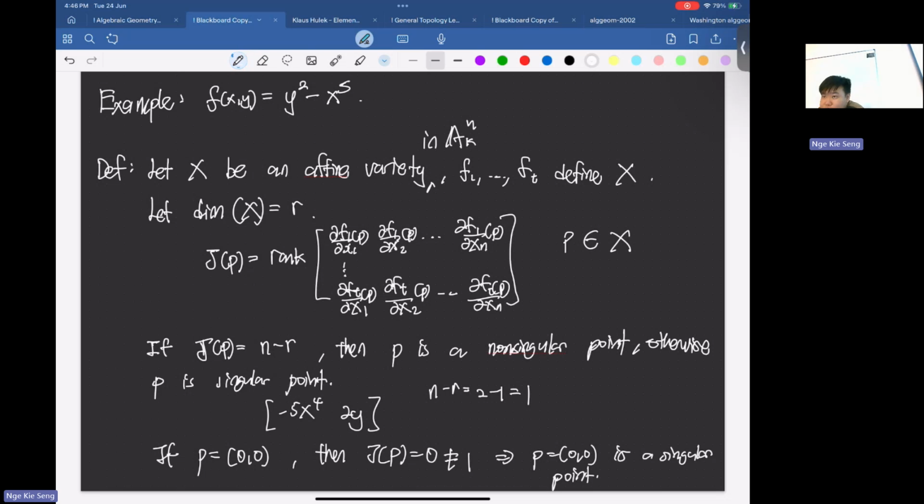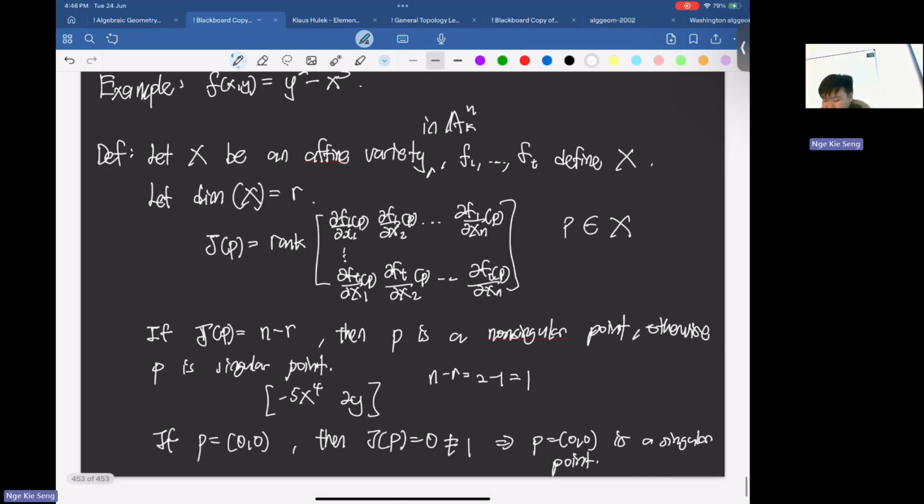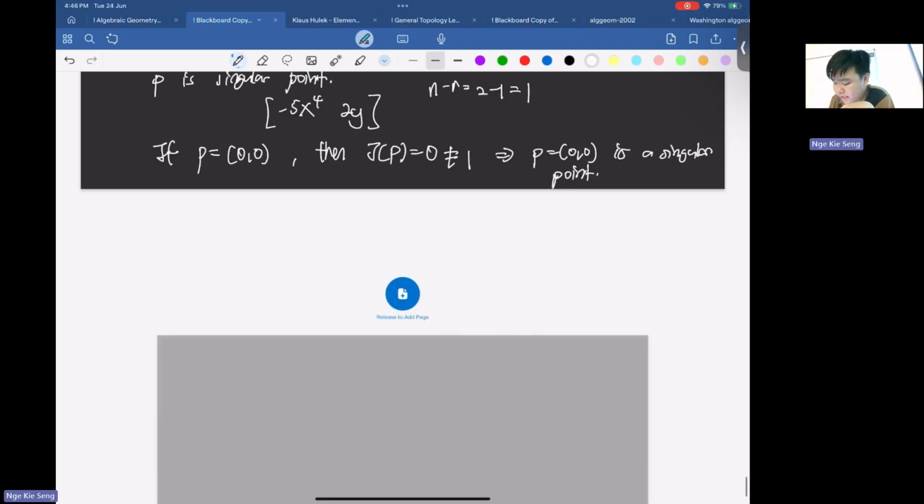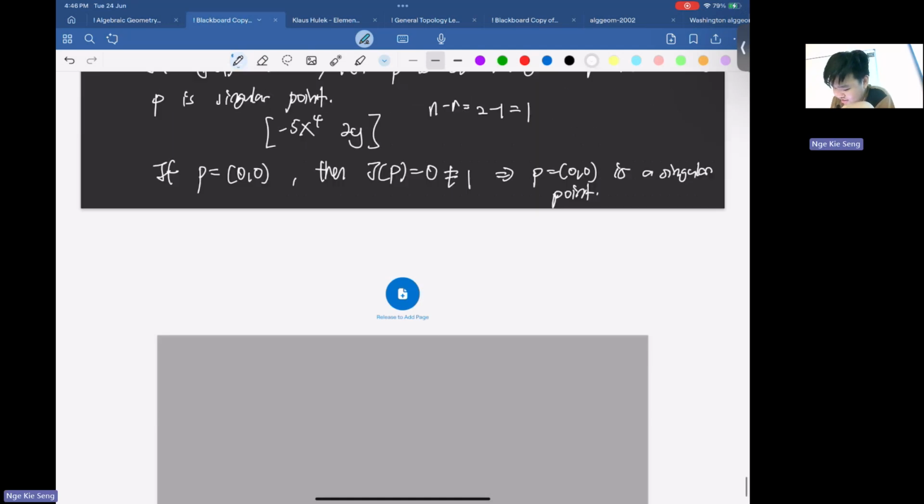So now we have a singular point. Then how do we resolve this singular point? Actually, we can use the method of blow up. So how do we calculate the blow up?